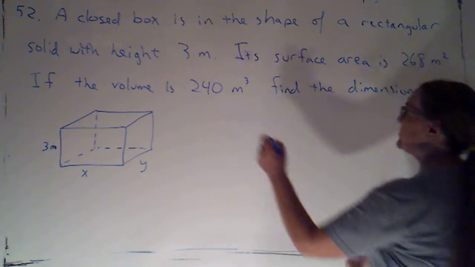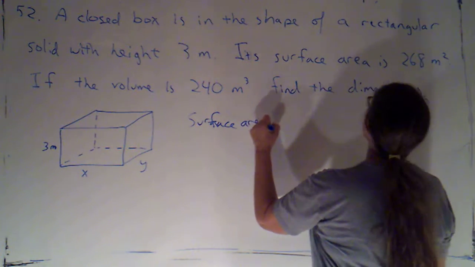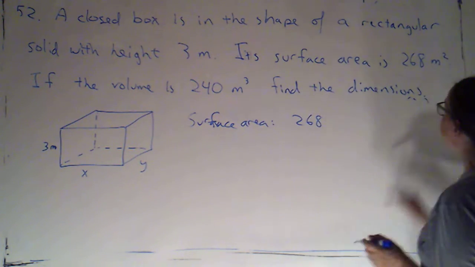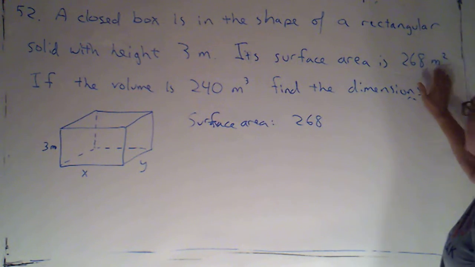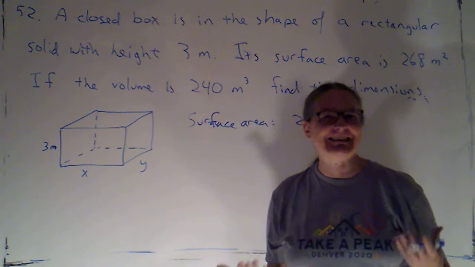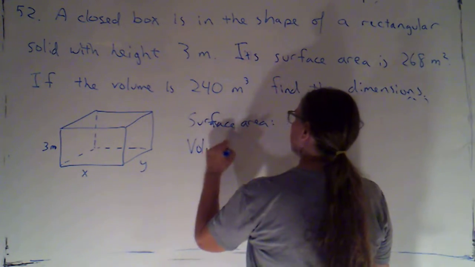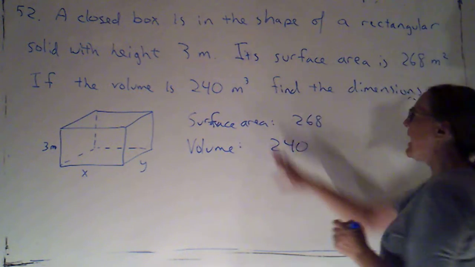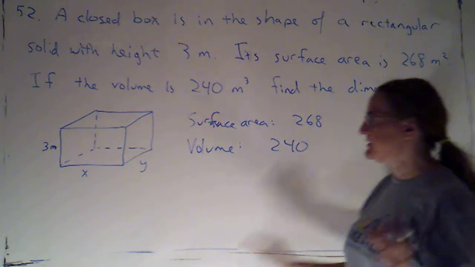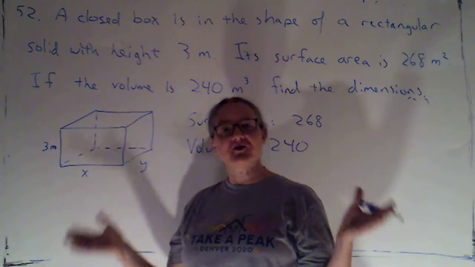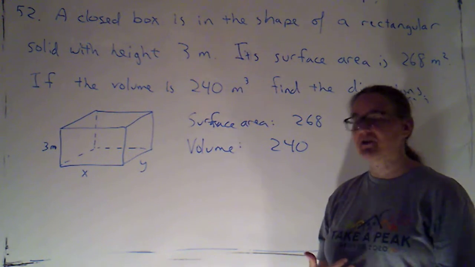Okay, so then we're told the surface area is 268 square meters. Area is always in square units, okay? And the surface area is just the sum of the 6 sides. And then we're told that the volume is 240, and notice that's cubic meters. So lengths are always just plain old regular units like meters. Areas are square units like meters squared. Volumes are cubic units like meters cubed.